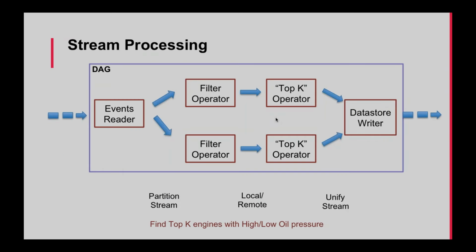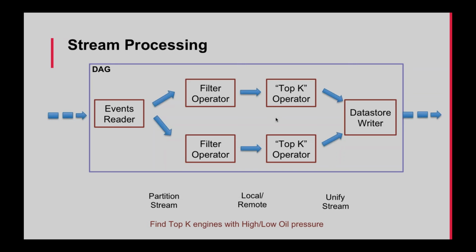If you're new to stream processing, this one slide is effectively giving a quick introduction of what stream processing is. The entire picture, the rectangle that you see, is called a DAG, a directed acyclic graph, and each of those nodes are operators. There is an input operator on the left-hand side, the output operator on the other side, and operators in between that are doing some sort of process. In this case, we're probably computing a top K, an example of top K engine with a high or low oil pressure.